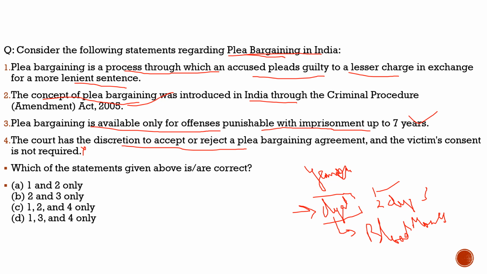Yeah, statement 3. Unfortunately, I had not given... I guess I made a mistake here. Sorry. The court has the discretion to accept or reject a plea bargaining agreement, and the victim's consent is not required. 100% it is correct. I'm sorry, I made a mistake here. It is 100% correct. And also plea bargaining is available only for offenses punishable with imprisonment up to 7 years.